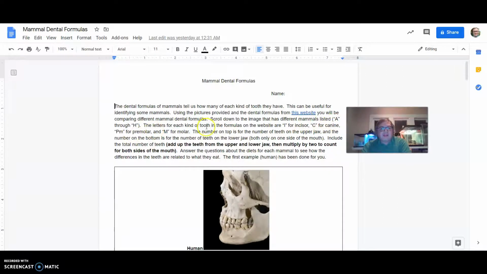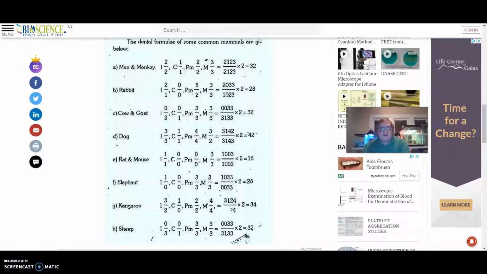So like I said, scroll down to the image that has the different mammals listed A through H. The letters for each kind of tooth in the formulas on the website are I for incisor, C for canine, PM for premolar, and M for molar. So again, you can see right here in front of each, it kind of looks like a fraction. I is incisor, C is canine, PM is premolar, M is molar.